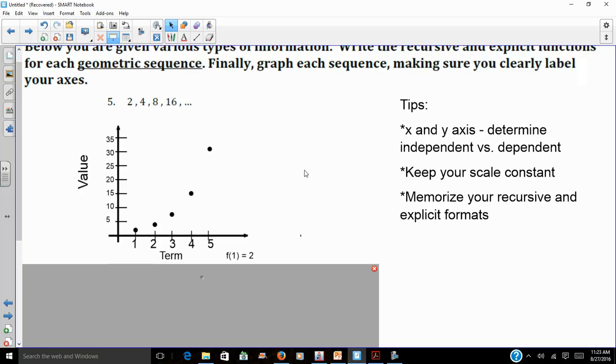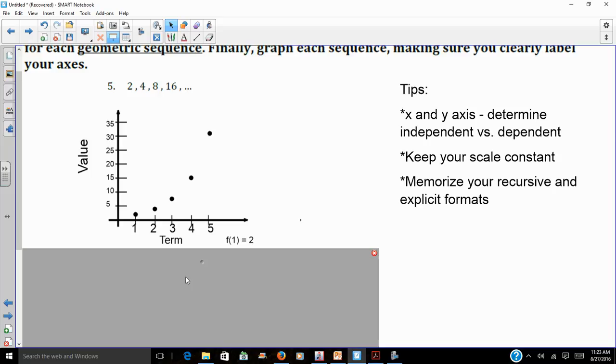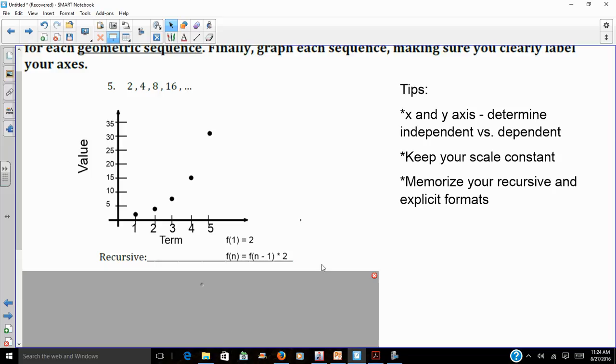Alrighty, the second part of this is to write your formulas. Let's take a look at the recursive formula. Please remember that every recursive formula has two pieces. First, the f of 1 means, okay, what's the first number in the sequence? That's what the 1 means. And so you have to very deliberately state that the very first number in the sequence equals 2.